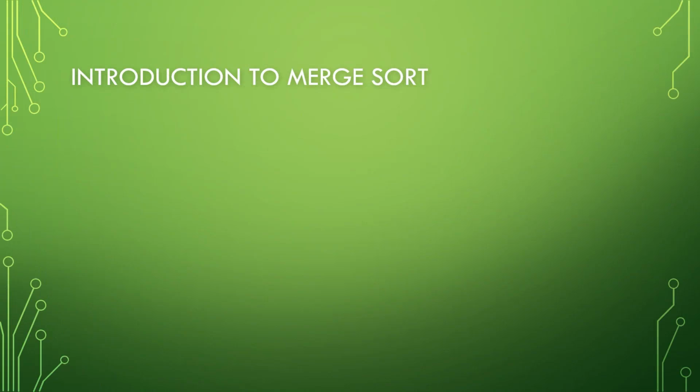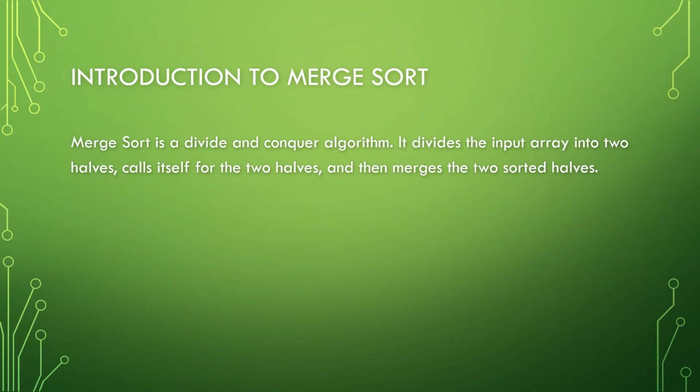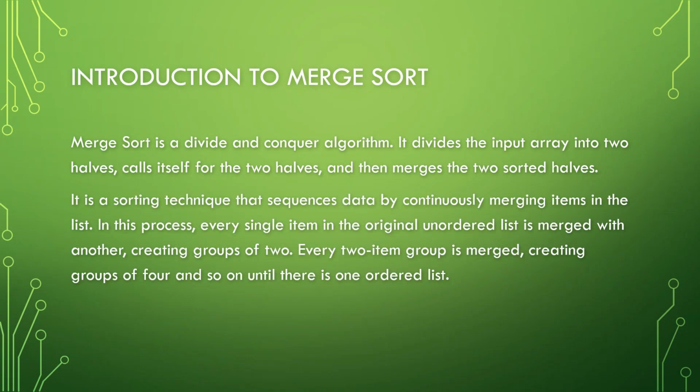Introduction to merge sort. Merge sort is a divide and conquer algorithm. It divides the input array into two halves, calls itself for the two halves, and then merges the two sorted halves. It is a sorting technique that sequences data by continuously merging items in the list. In this process, every single item in the original unordered list is merged with another, creating groups of two. Every two item group is then merged, creating groups of four, and so on until there is one ordered list.